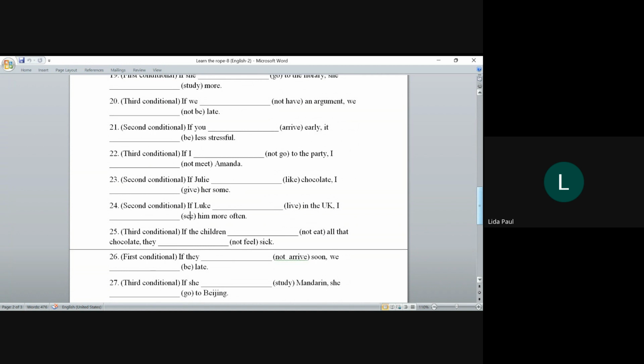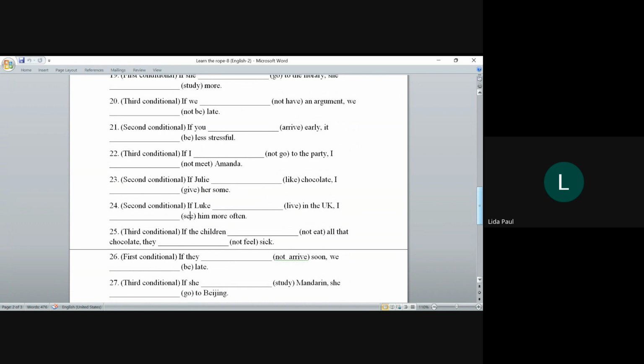Same applies to the 24th sentence, which is: if Luke lived in the UK, I would see him more often. Right, which means in the second conditional, the second part of the verb doesn't change in form at all because it's used in the bare form. Only would is added before it.